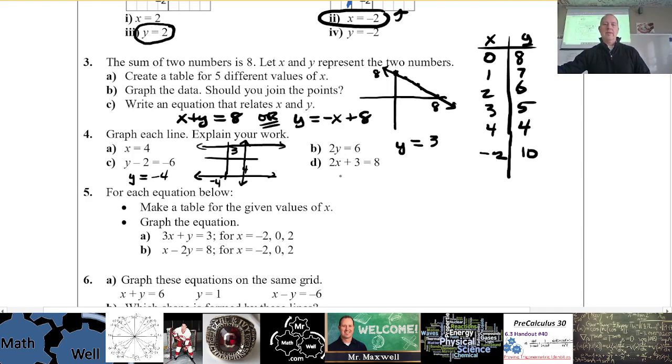Horizontal. And this one here is going to take a little bit of work to find out what this one is. But subtract 3 from both sides. Divide by 2 on both sides. You get 5 over 2, or x equals 2.5. Which should be a vertical line at 2.5 right here.